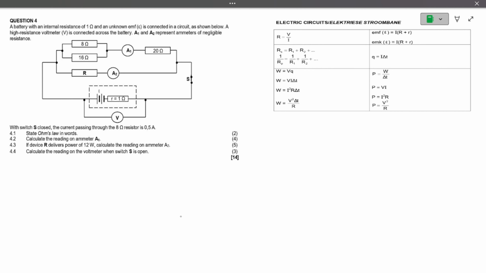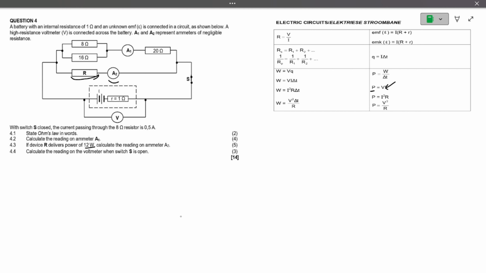Okay, so now it says that if device R delivers a power of 12 watts, calculate the ammeter reading at A2. So they are saying that if device R, so we are given the power of this one, to say that the power is 12 watts, calculate the ammeter reading here at A2. So we are given power, we are looking for current. So we must check which formula we have to use for power. Here there is power, and then we are looking for current.